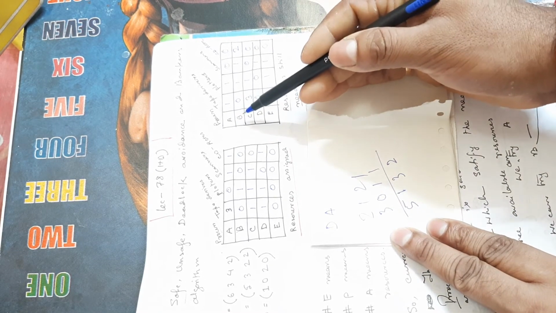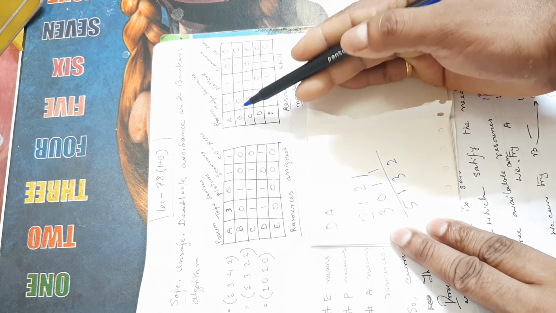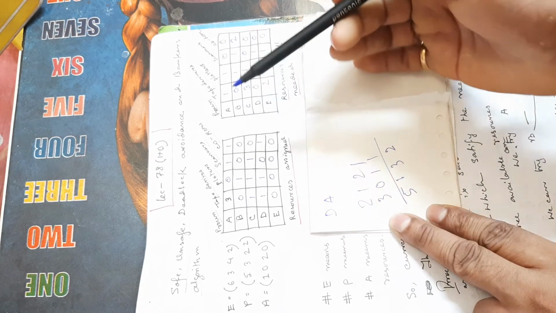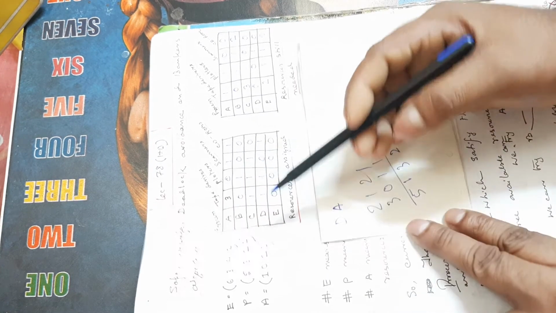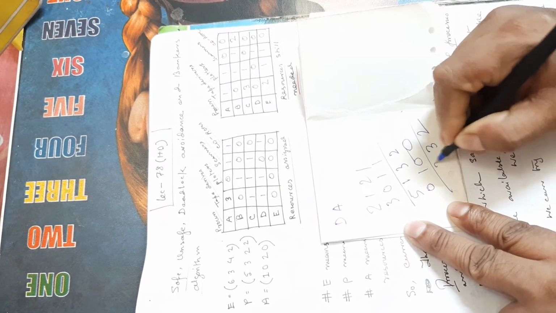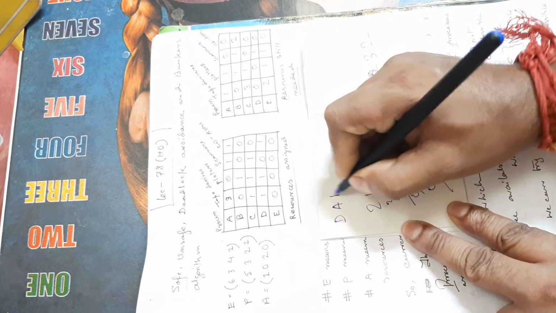Now see, it is 5132. Can we allocate the requirement of B? Yes, we can allocate the requirement of B, because the available resources are 5132 after D and A finish, and the requirement of B is just 0112. So everything is available here, so we can allocate B. After B finishes, it releases all the resources held by B. So just add all the resources held by B, 2325. So right now it is 5232, and now it is B.